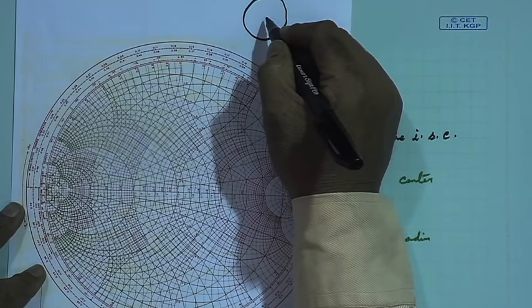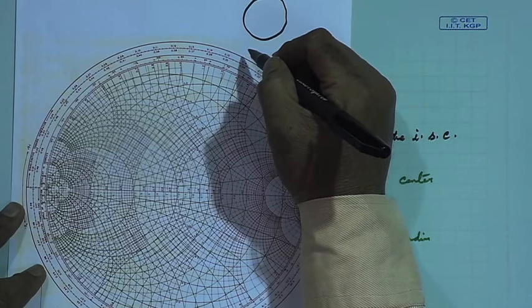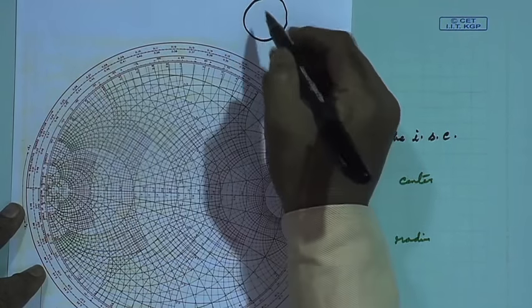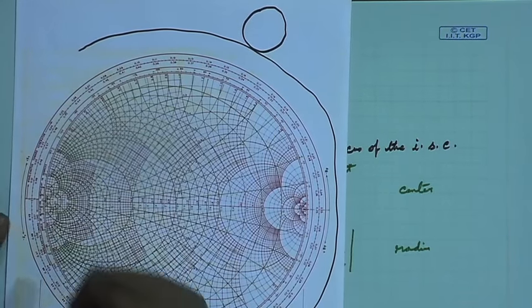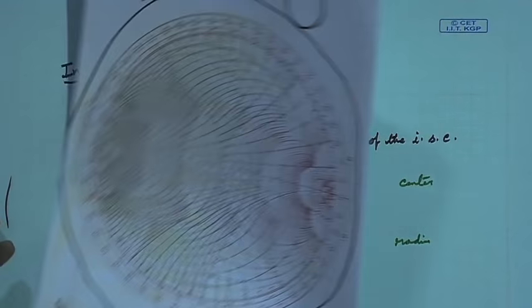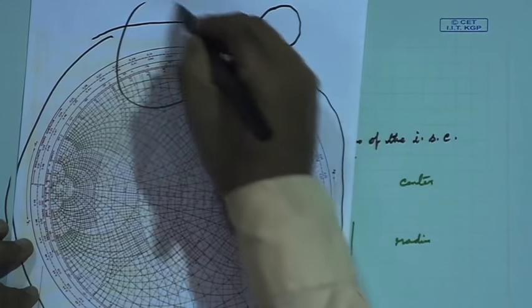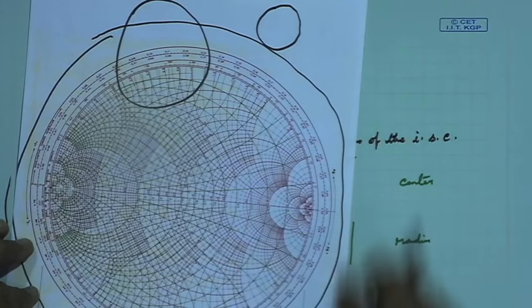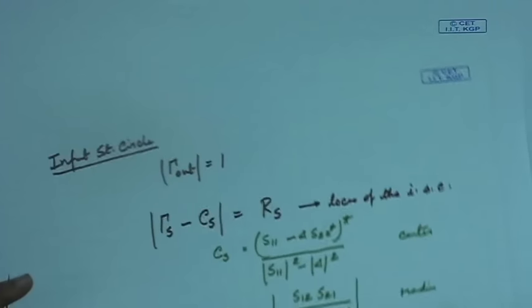If this is the stability circle, that means you see that they are not intersecting. Also, instead of this, I can have another case where the stability circle is completely enclosing the Smith chart, or the third choice is that the stability circle is intersecting with the Smith chart. So, let us first see that intersection part.